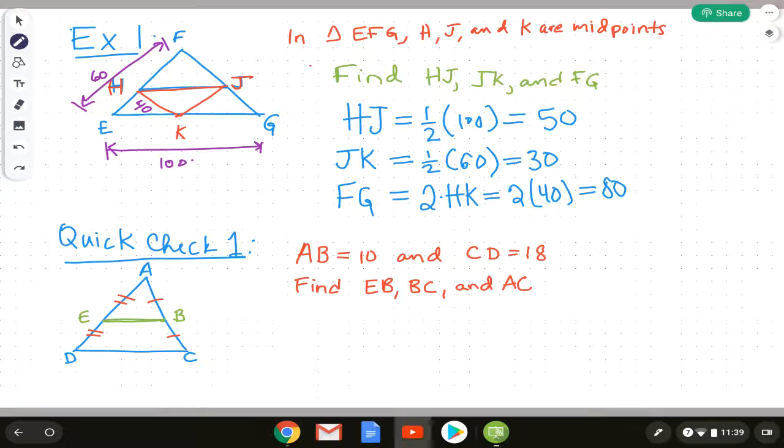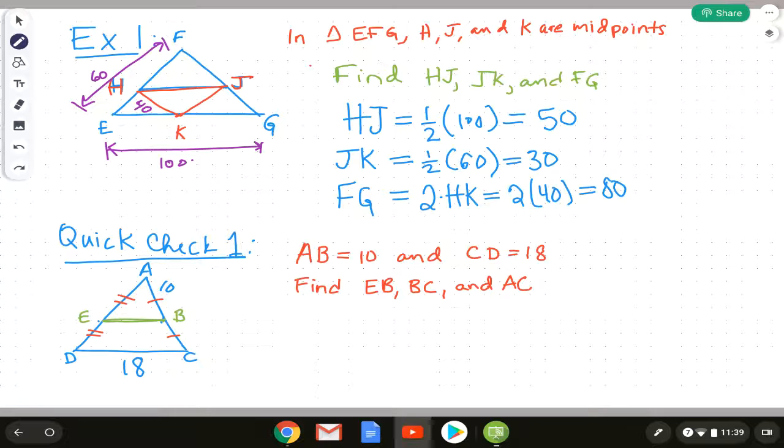Okay, so I hope you tried to find the answer before watching this. The triangle is marked so that I can see that from E to D and from A to E it's the same, which means E is a midpoint. And from A to B and B to C the lengths are the same, so B is a midpoint, which makes EB a midsegment. So they told me that from A to B was 10, and from C to D was 18. And they're asking me to find EB, BC, and AC.